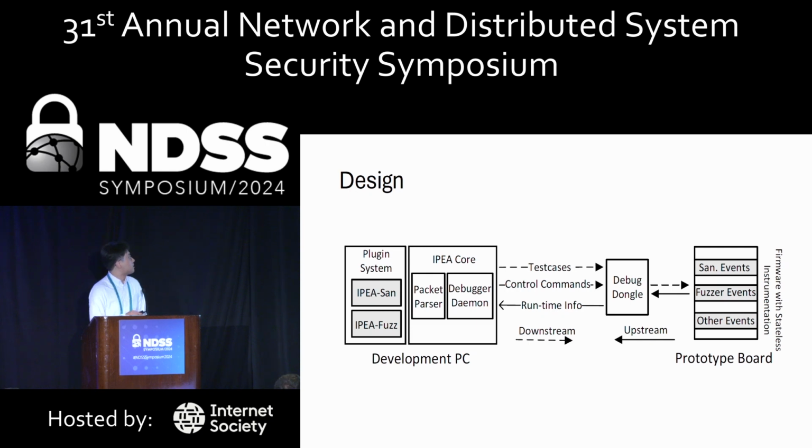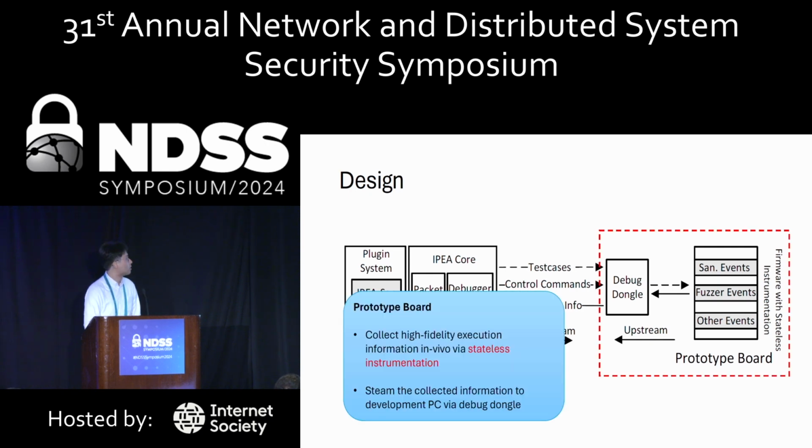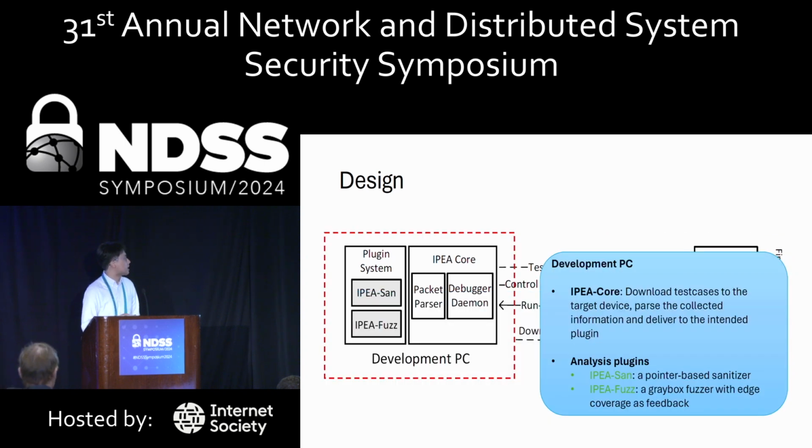So this is the overall design of our framework. The prototype board is used for running the firmware, and its runtime information is collected by the lightweight instrumentation. The debug dongle is in charge of streaming out the collected information as packets to the development PC. On the PC side, the IPEA core is running along with the plugin system. The packet parser inside the IPEA core is responsible for delivering the received packets from the firmware to the corresponding analysis plugin. The plugin system includes a pointer-based sanitizer named IPEA-San, which is used for hunting memory corruptions in the firmware, and IPEA-Fuzz, a greybox fuzzer with edge coverage as feedback.